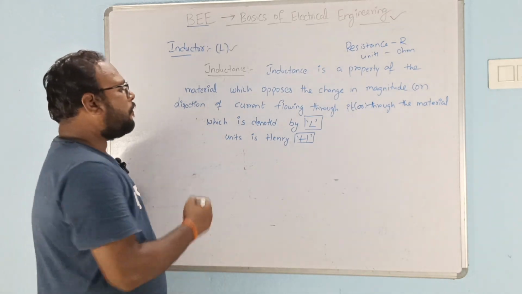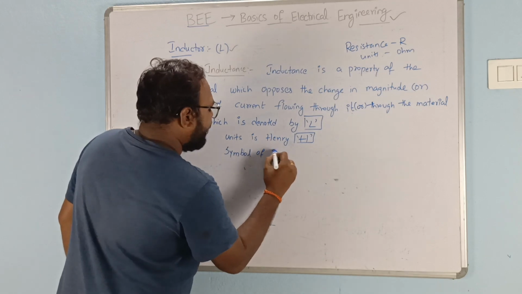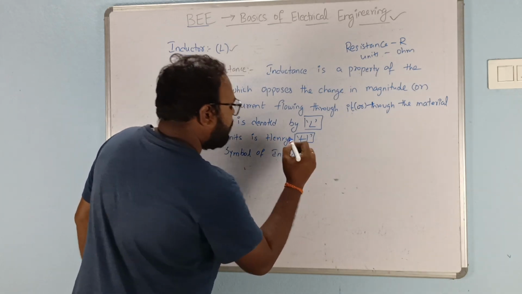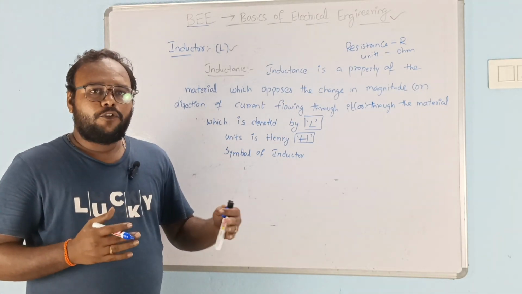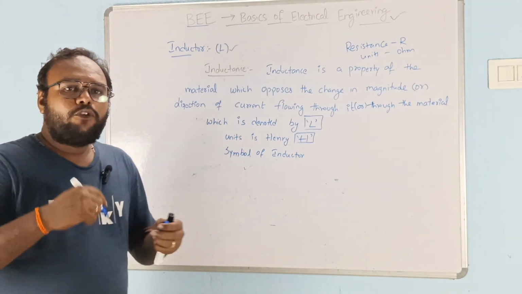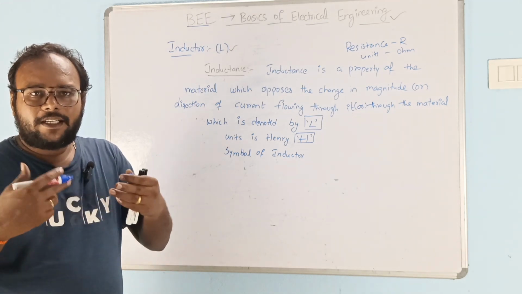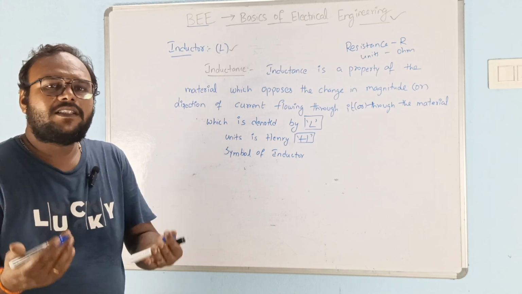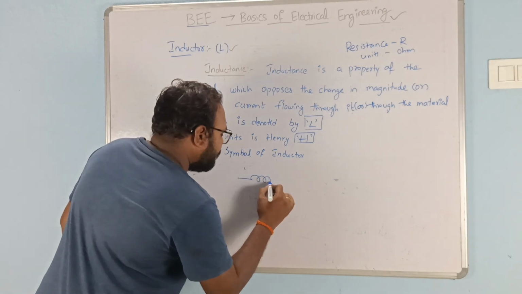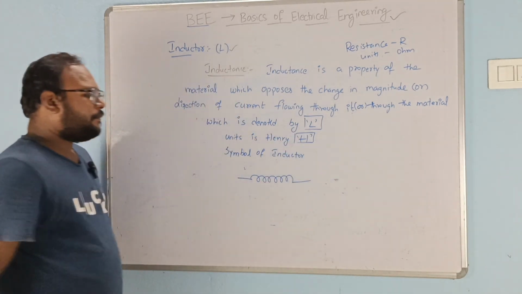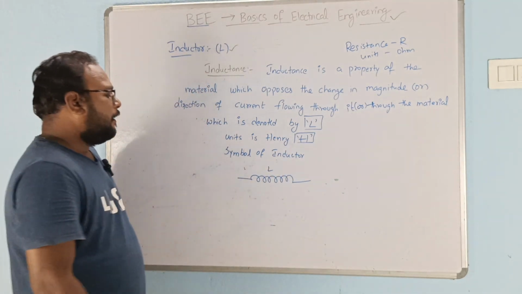What is the symbol of the inductor? Suppose you take a conductor, a wire or copper, and twist it. Then it resembles the symbol of the inductor, like this. If you twist it like this, this is the symbol of the inductor, which is denoted with L.